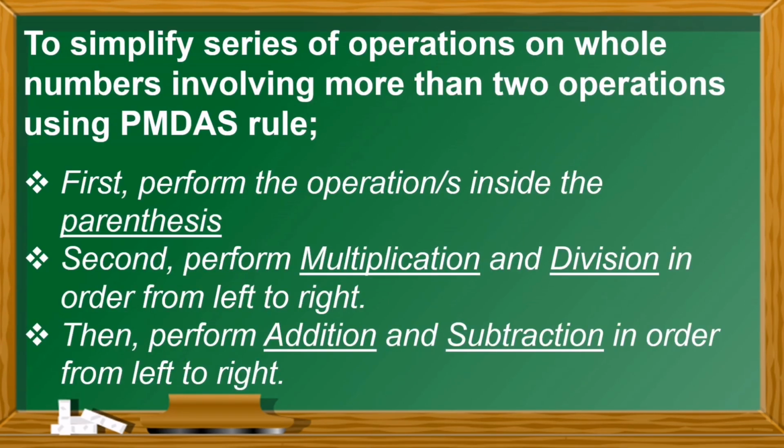Based on the example explanation, to simplify series of operations on whole numbers involving more than 2 operations using PMDAS rule, first, perform the operation or operations inside the parentheses. Second, perform multiplication and division in order from left to right. And finally, perform addition and subtraction in order from left to right.